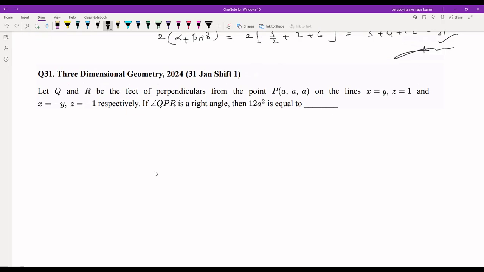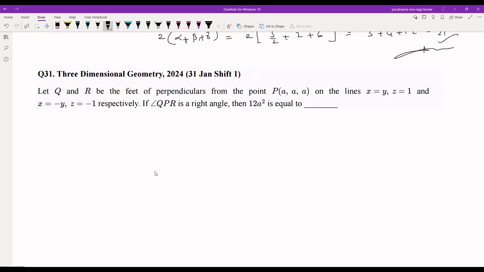Let Q and R be the feet of perpendiculars from the point P on the lines with equations x equal to y, z is equal to 1, and x equal to minus y, z is equal to minus 1, respectively. If angle QPR is a right angle, then 12 a square is equal to how much?